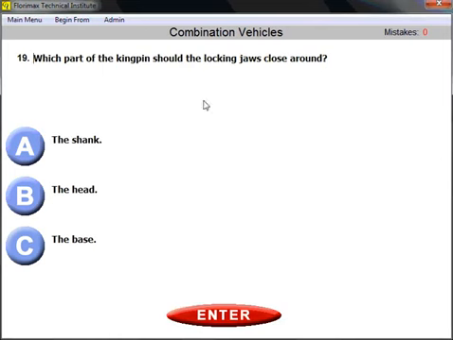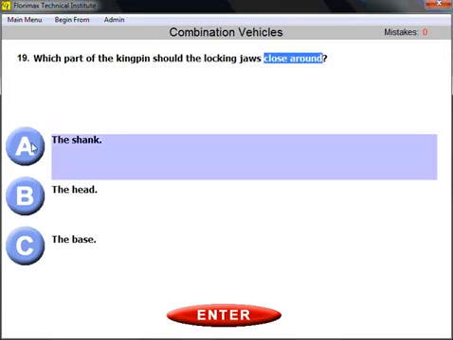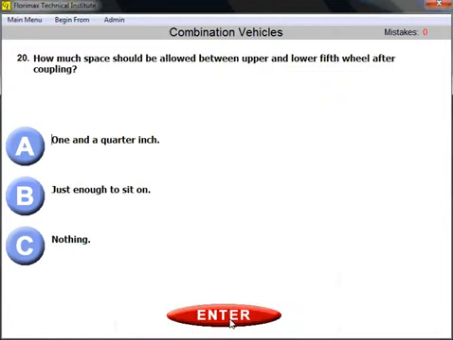Question number 19. Which part of the kingpin should the locking jaws close around? Simply commit to your memory: shank. The locking jaws should close around the shank of the kingpin. You will not be given a picture, but just remember, shank of the kingpin, the narrowest part of the kingpin. That's where the locking jaws should close around. You can refer to the picture in your handbook. All right.